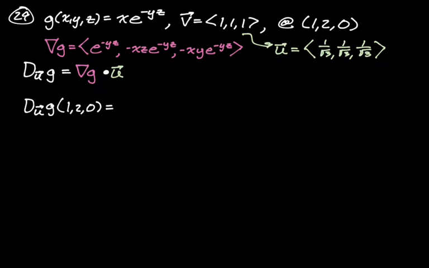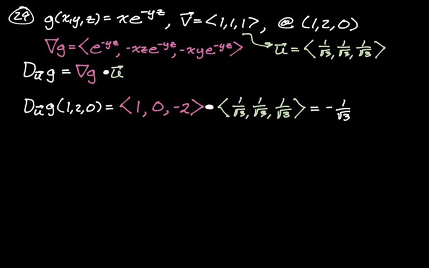So if z is 0, it makes all the e to the negative yz's e to the 0. So those are just 1. They basically don't exist. So first we're going to get 1. Then you get x times z is 0, so 0. And then negative x times y is negative 2, times 1 is negative 2. Okay, we got to dot that with our unit vector. And so that's going to be 1 over root 3 minus 2 over root 3. We get negative 1 over root 3 as our answer there.